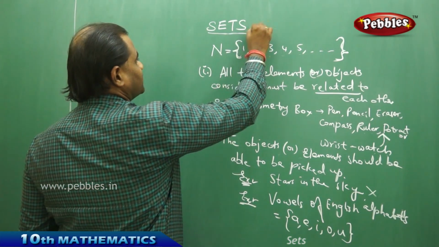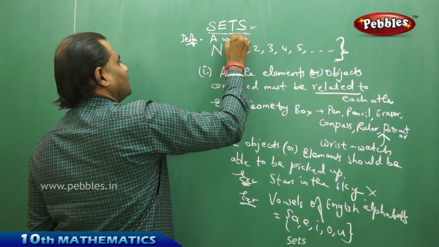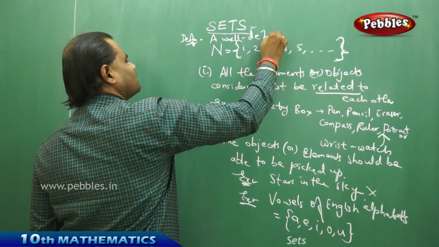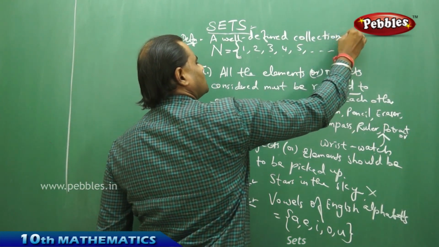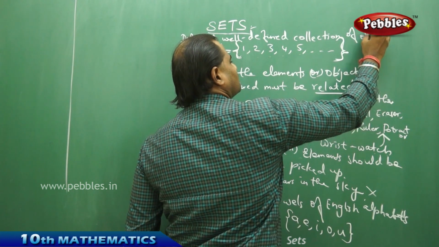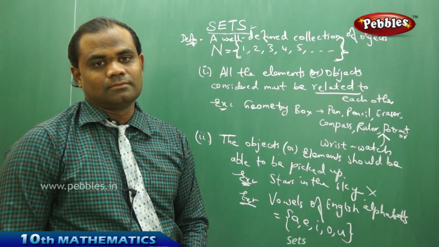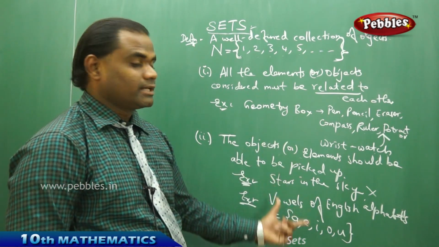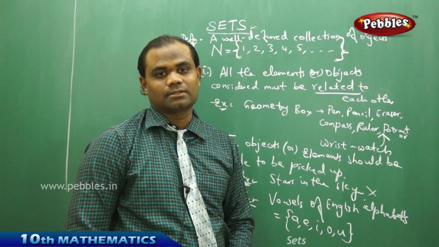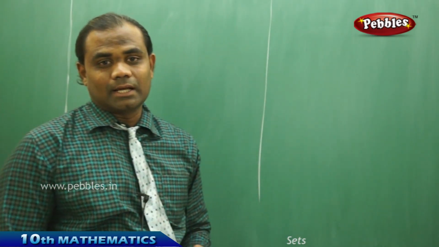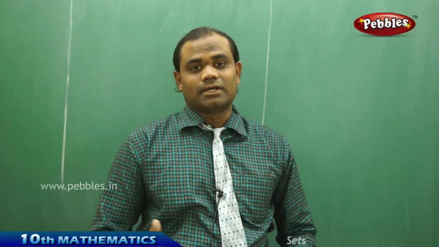So when I go with the definition, it says that a well-defined collection of objects is called a set. So here the two examples make us understand what is a set and what is not a set. So let's see some more examples on deciding whether a given condition is a set or not a set.